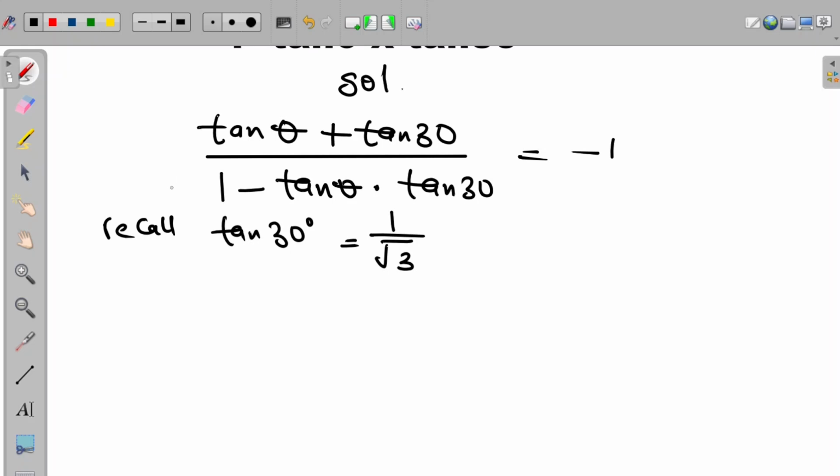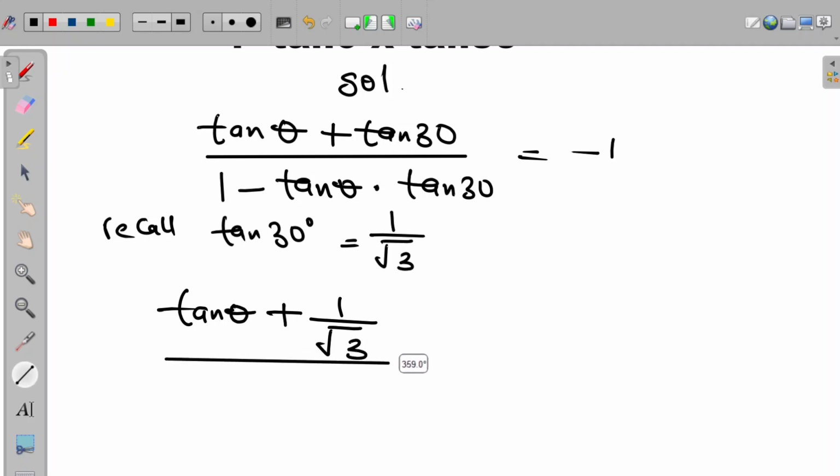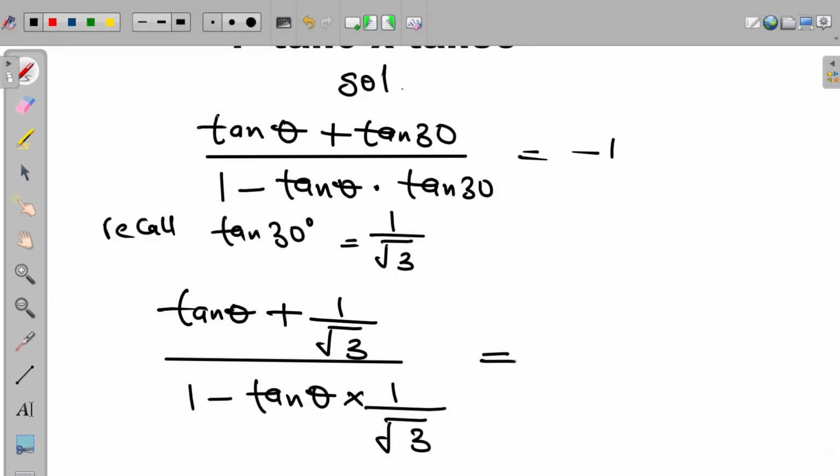So the equation becomes tan theta plus 1 divided by root 3, divided by 1 minus tan theta multiplied by 1 divided by root 3, equal to negative 1. Now at this point, we take LCM on both numerator and denominator on the left hand side.